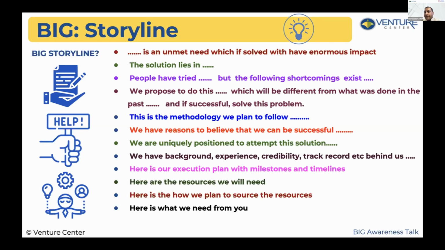We have the background, experience, credibility, track record, etc. behind us. So here is our execution plan with milestones and timelines. And here are the resources we will need to execute that. Here's how we'll source all those resources, and here's what we need from you, right? That's BIG. The first phase, they are providing that 100% grant to you as well.